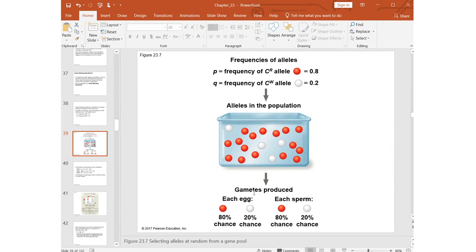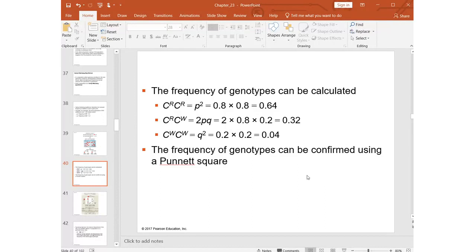And then they produce gametes. Each egg has an 80% chance of having a red allele and a 20% chance of having a white allele. And same with the sperm. And so then the frequency of genotypes can be calculated this way. Basically, this is an equation: p squared plus 2pq plus q squared.